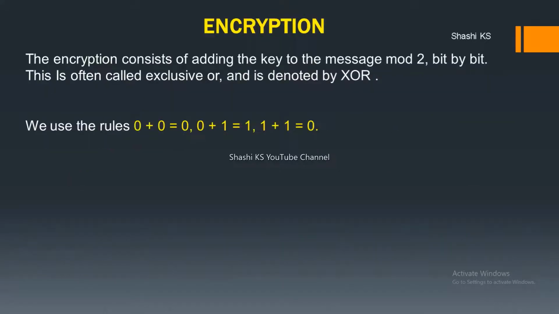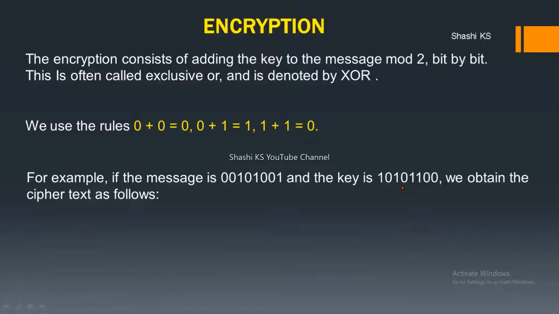So let's see how encryption proceeds in one-time pad. As I told, the message is written out as a sequence of zeros and ones in the form of binary. Since we are working with binary, we'll be doing mod 2 bit by bit. If you are in possession of the plain text and the key, we start by doing XOR operation bit by bit of the bits in the plain text and the key. We use the following rules: 0 plus 0 is 0, 0 plus 1 is 1, and 1 plus 1 is 0.